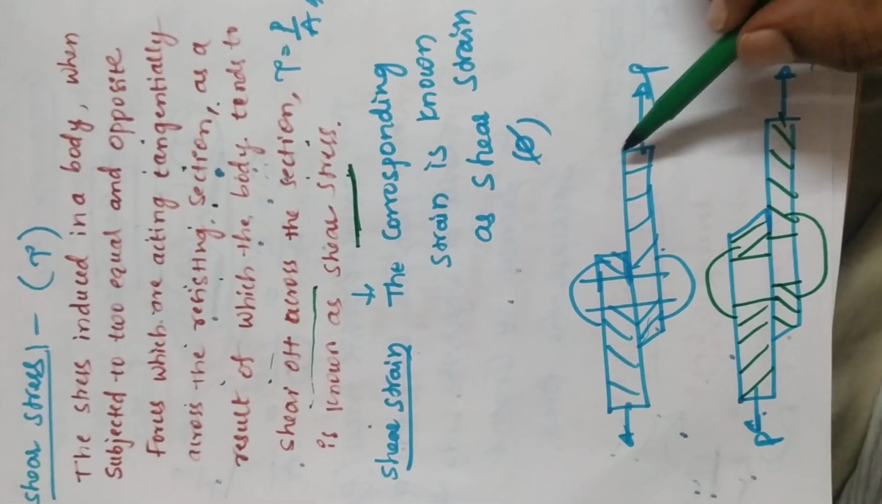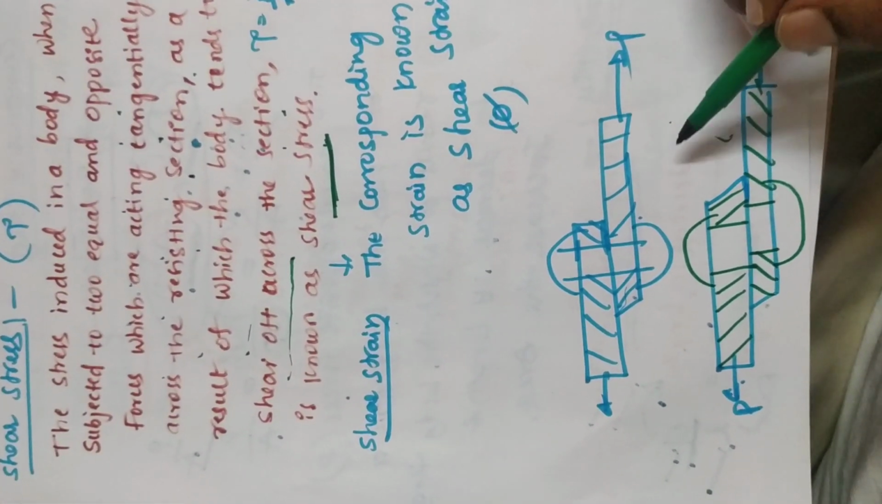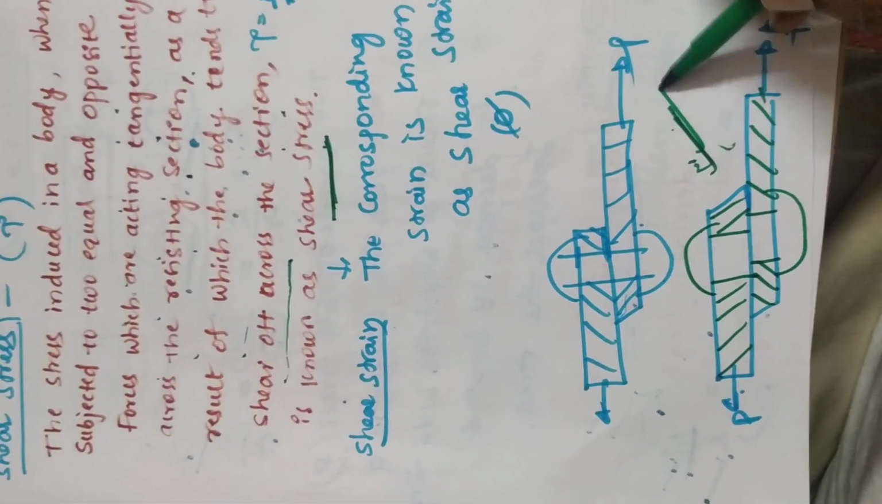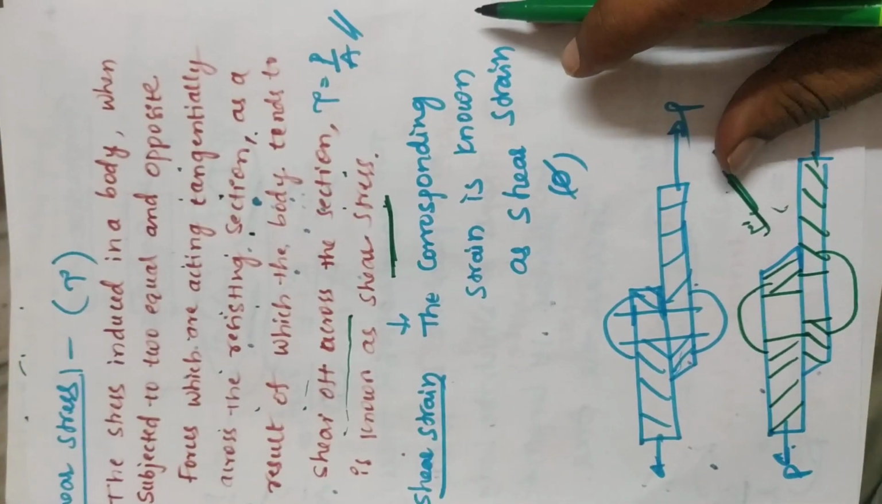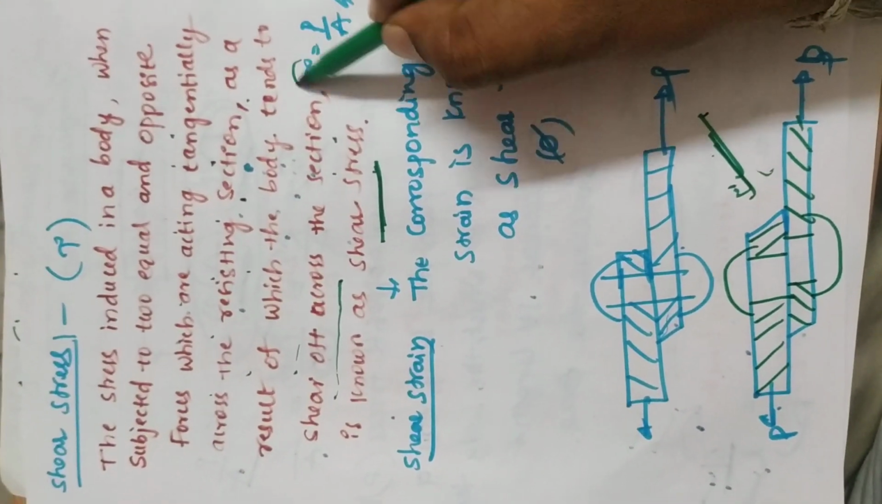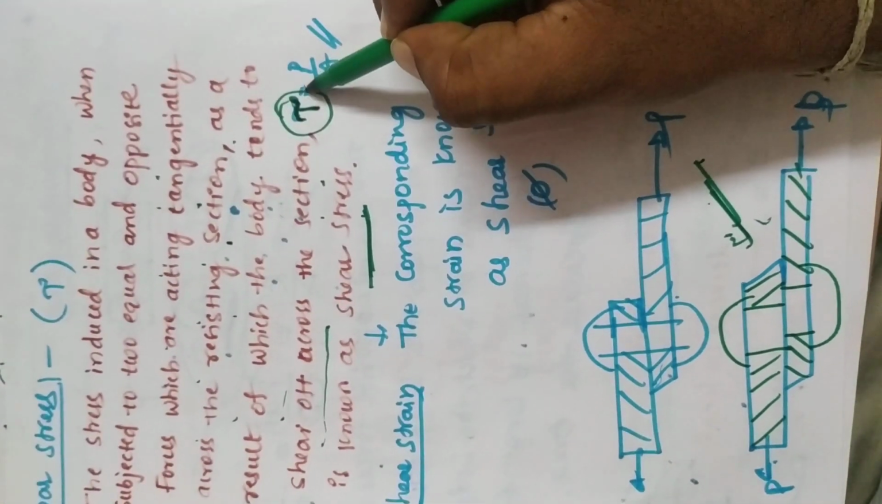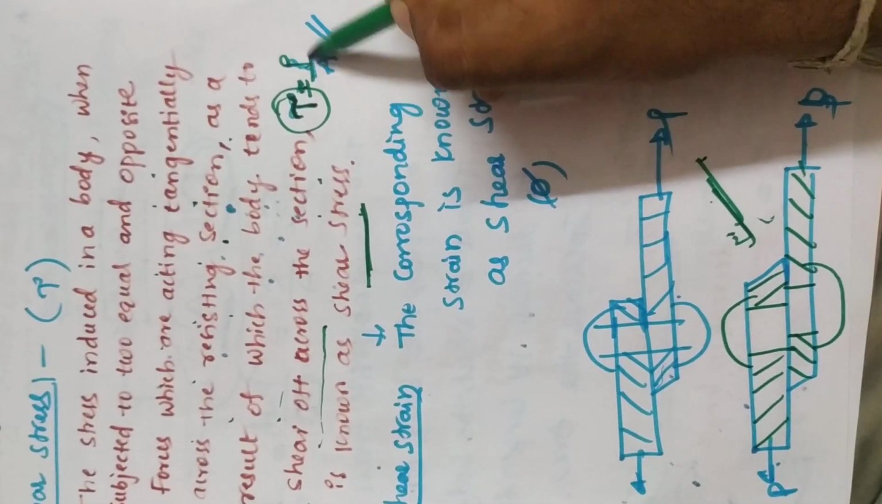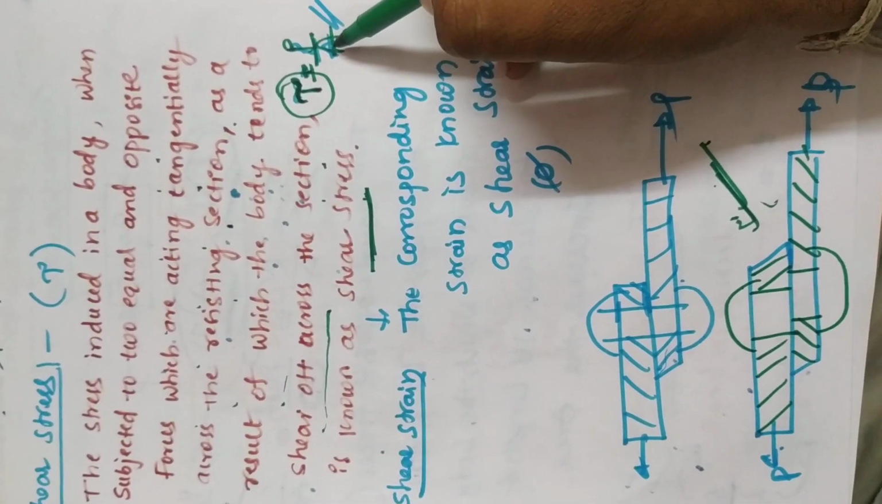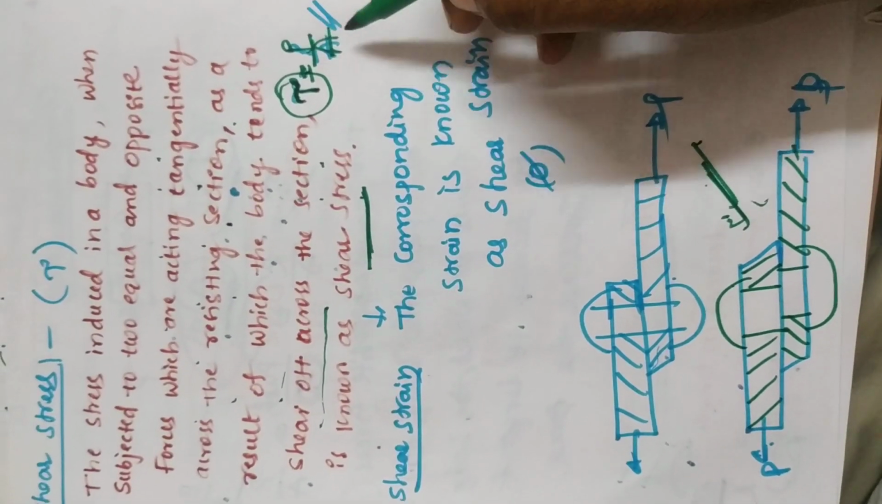Okay, so these are two diagrams. Then this is the shearing section. The next one is denoted by tau, so this is the symbol of shear stress. Then shear stress equals P by A, that means load by area, so tangential force per unit area.